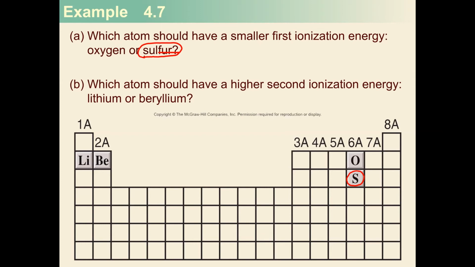Which atom should have a higher second ionization energy, lithium or beryllium? So let us go and do a little bit of an orbital diagram for both. For lithium, we are going to have 1s2, 2s1, and for beryllium, we are going to have 1s2, 2s2.